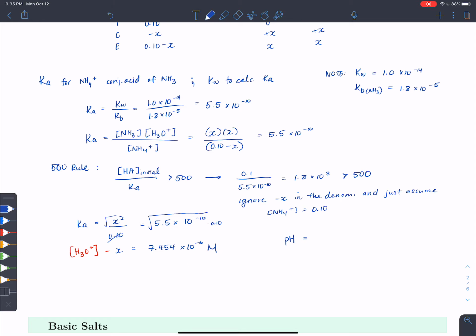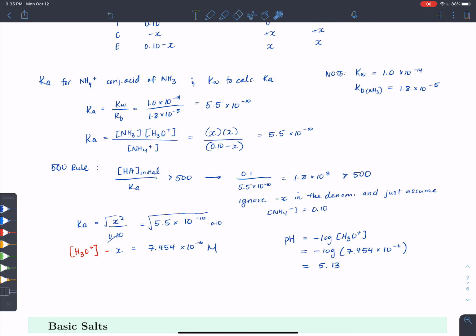So I'm going to go ahead and find the negative log of my hydronium ion concentration, which is negative log of 7.454 times 10 to the power of negative 6. And when I plug that into my calculator, I'm going to get about 5.13.